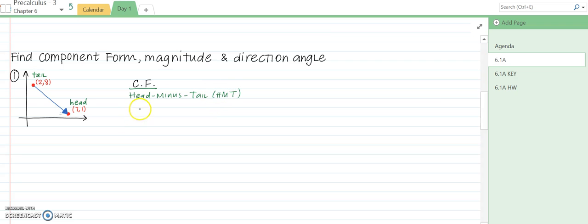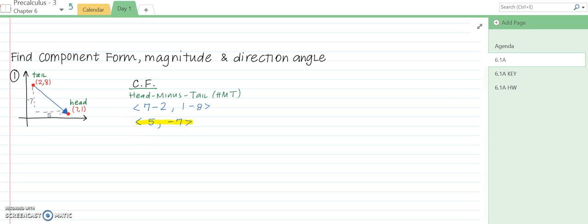All you're doing is taking the horizontal component of the head, so 7, subtracting the horizontal component of the tail, and then you do the same with the vertical. So 1 minus 8, which means I traveled to the right 5 and down 7. Think about why that makes sense. To get from 2 to 7, I had to move to the right 5, and to get from 8 to 1, I had to move down 7. That's all the component form is. How do you get from the tail to the head, the starting point to the ending point? I just realized I should use the fancy bracket that we need for component form instead of a parenthesis.